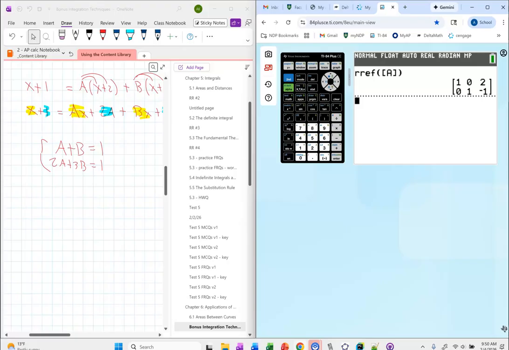And it outputs this matrix. This is my answer. The way I read this is each row is an equation. So 1A plus 0B is equal to 2, or just that A is equal to 2. If I read the second row, that's 0A plus 1B is equal to negative 1, or just B is equal to negative 1.